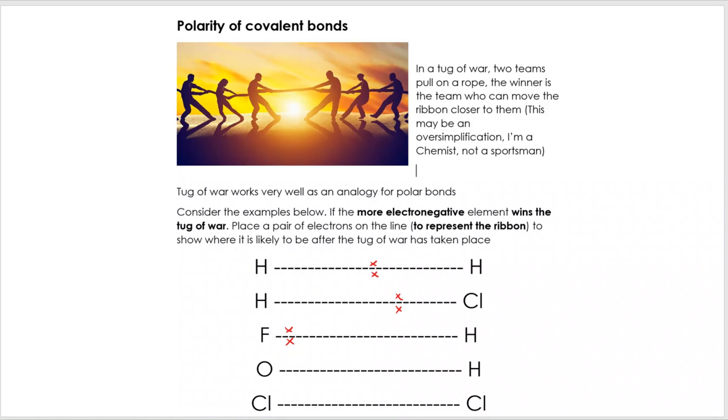Once again, we've got oxygen, which is more electronegative than hydrogen. So the oxygen is going to pull them closer. It's not as electronegative as fluorine, so I've not pulled it as close. And finally, I go to ClCl, a chlorine bond, a diatomic molecule. They're equally electronegative, so the ribbon will sit in the middle. The electrons will sit in the middle.